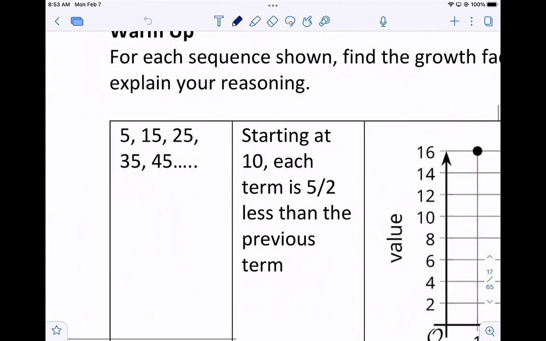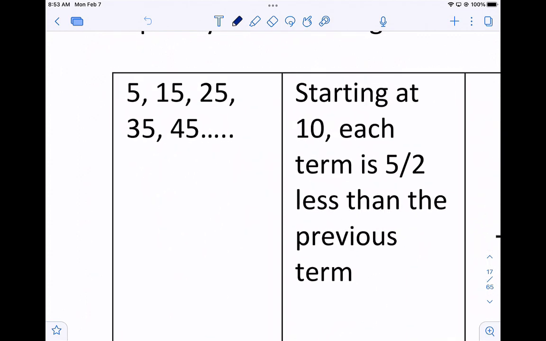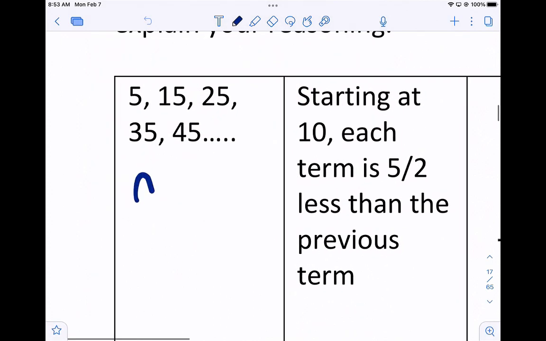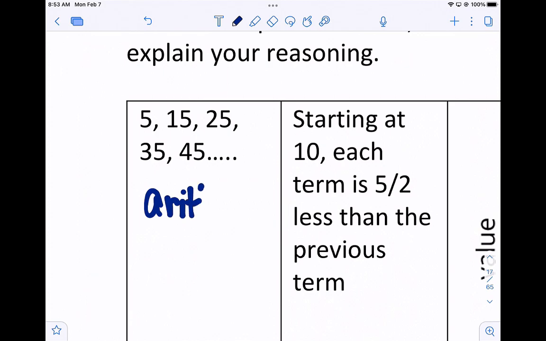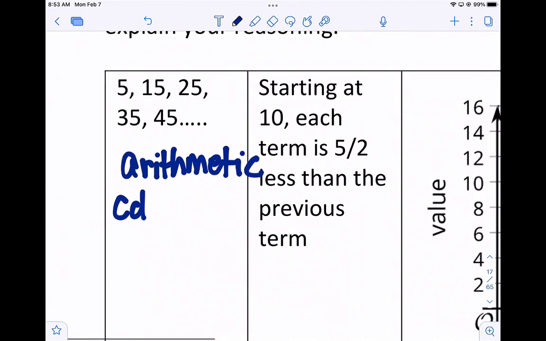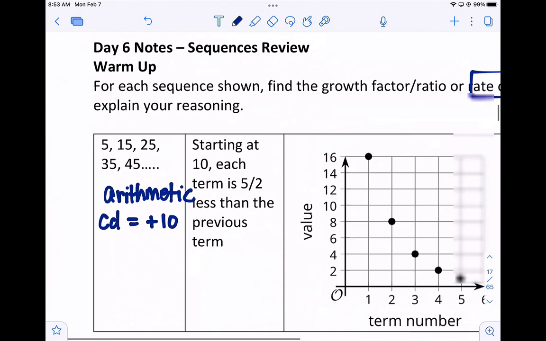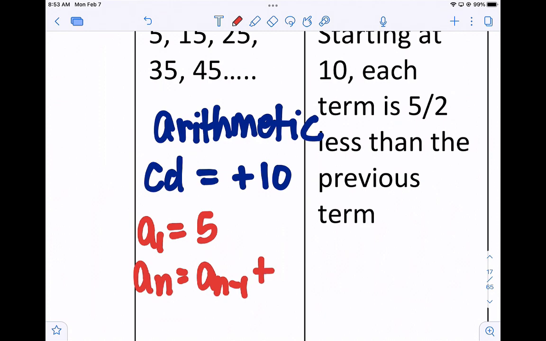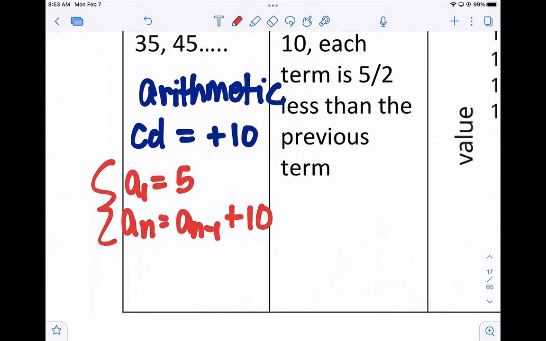So if we take a look at the first sequence, we can see that this is going up by 10 every time. So this is arithmetic. And that means we have a common difference, also called a rate of change. And that common difference is what it increases by every time, so we're adding 10. So this is review, if we were to write the recursion for this, our first term is 5, and to find any term, we would take the term before it and add 10. So there's our recursive statement.